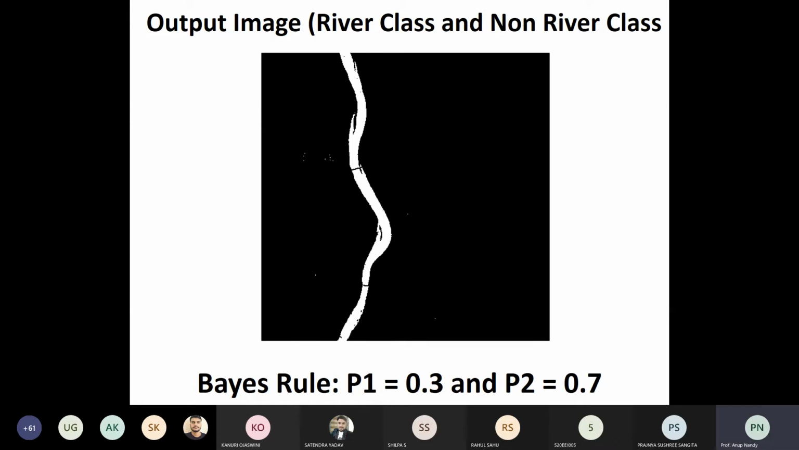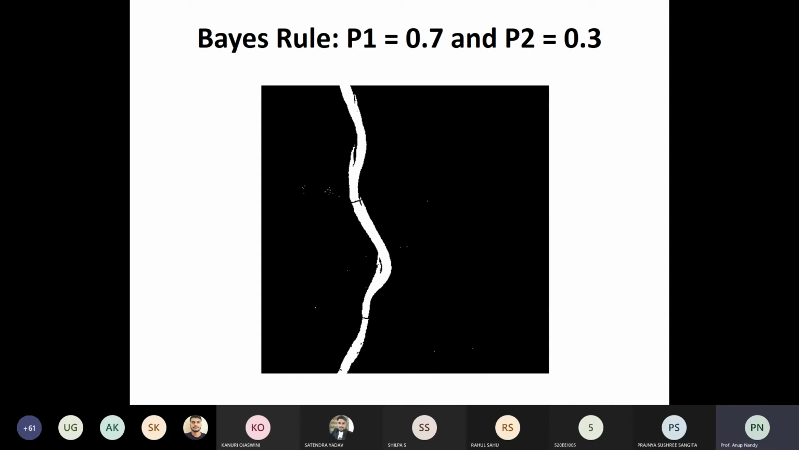We have the summation of i equal to 1 to C, P_i is equal to 1. Okay, so P1 is equal to 0.3, P2 is equal to 0.7. Now for another case, you could take P1 is equal to 0.7, P2 is equal to 0.3. There are some dot pixels, so some misclassification error will obviously occur, because misclassification error will occur only because of these cases based on the prior probability.